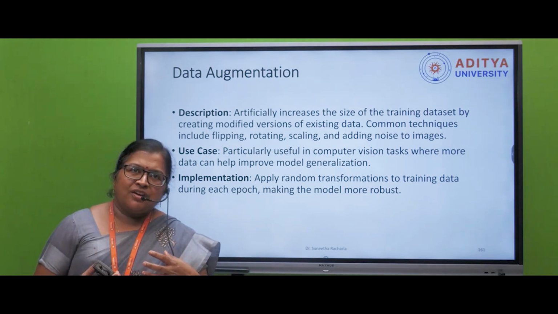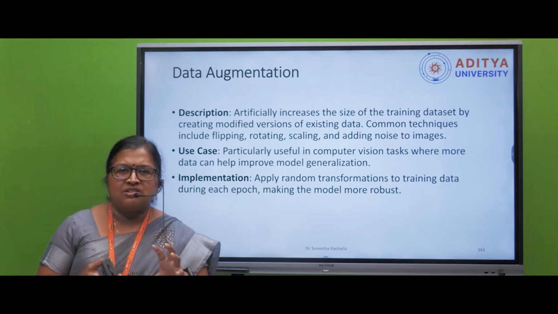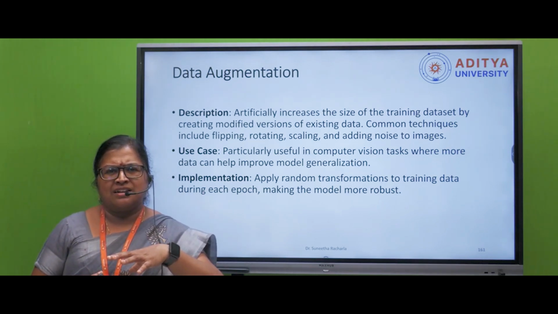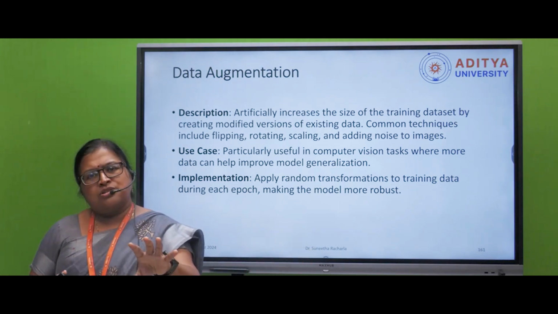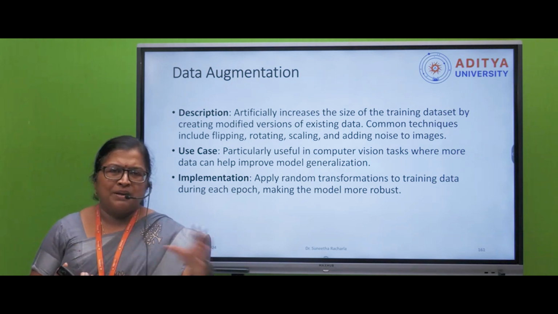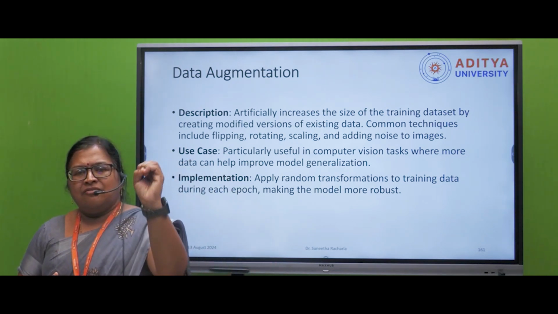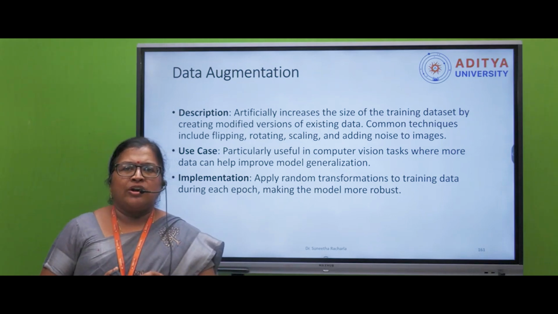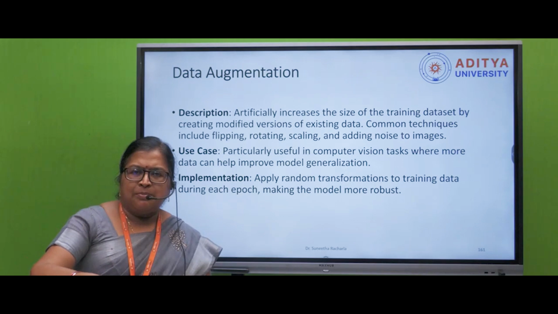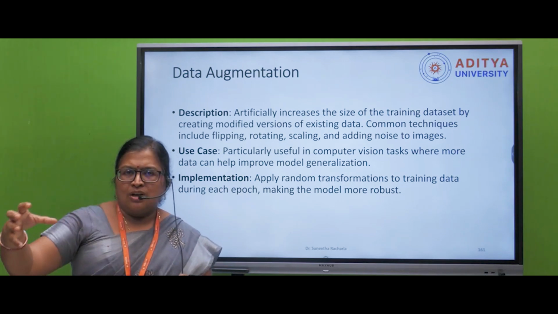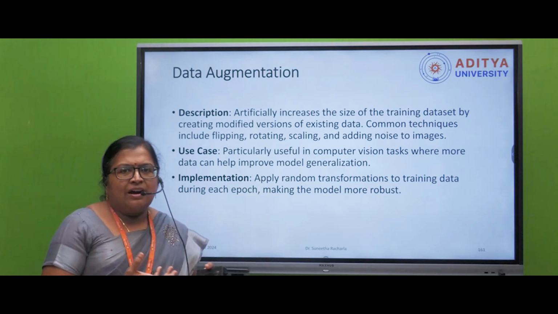Instead of giving the same data set, we will do some operations on the data set. We will rotate it, scale it, and add some more resolutions to it. We do some operations and create some disturbance in the data set, and then give that to the machine learning model. Even then, the model has to be capable of understanding the data and creating the model effectively. That is data augmentation.